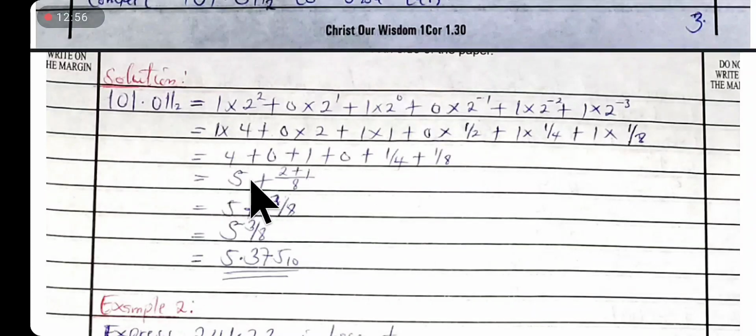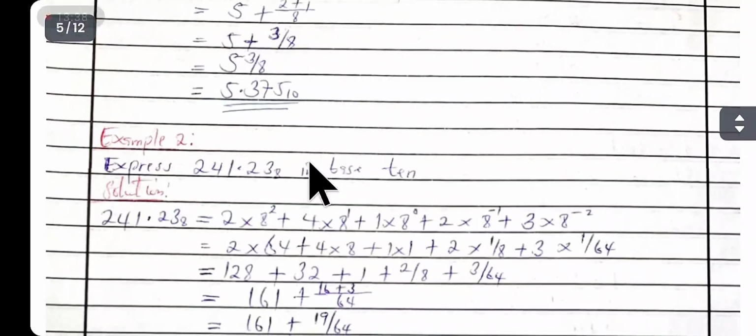Equals 5, this 5 down, plus 2 plus 1 is 3, all over 8. This is the same thing as 5 whole number 3 over 8. If you want to take it to decimal, 8 times 5 plus 3, by the time you divide it, you discover that you have 5.375 in base 10. So you can leave your answer in fraction, in mixed number, or in the form of a decimal number. Okay, so example 2, very fast.